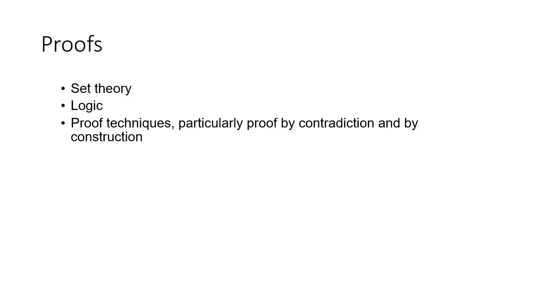So let's talk proofs. To be able to talk about computability and automata, we're going to need some basics from set theory, logic, and some particular proof techniques. The ones we'll use the most are going to be contradiction and construction.